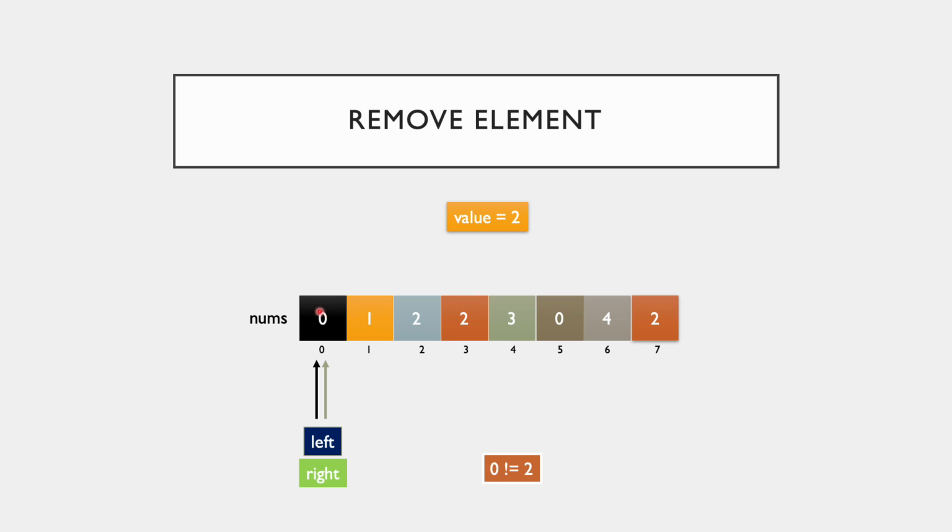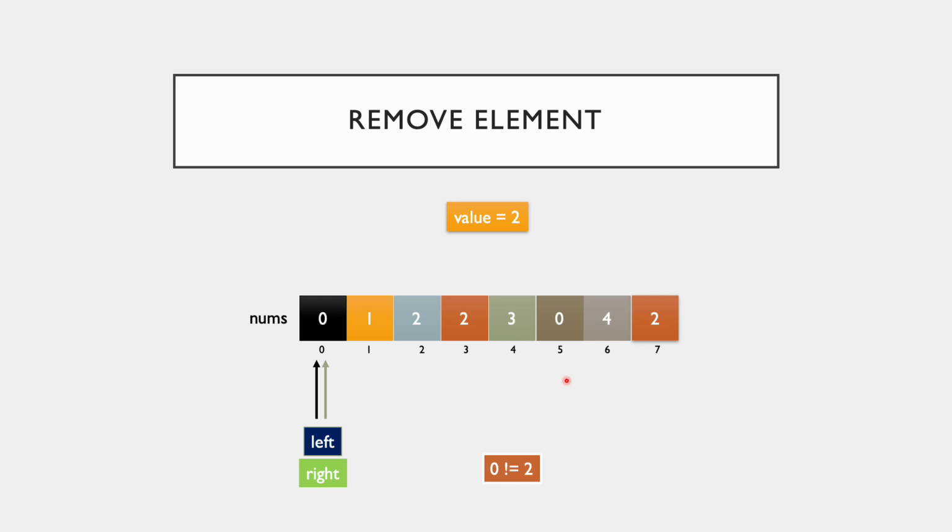Whatever elements are there in nums which do not have a value equal to the value given, we will shift it to the left part of the array. So let's say we have k elements which do not have value equal to the value. So the first k elements in nums would be those values in the same order as they appear in the array.